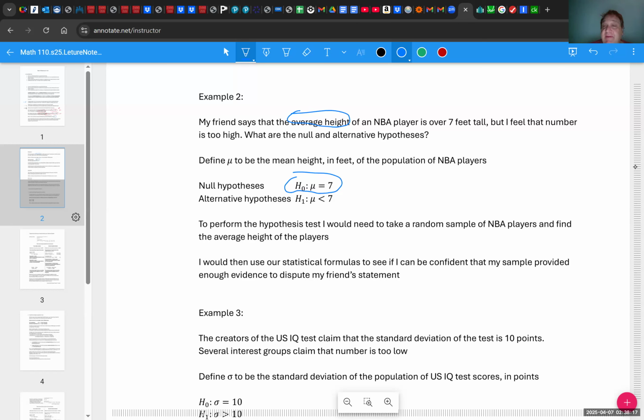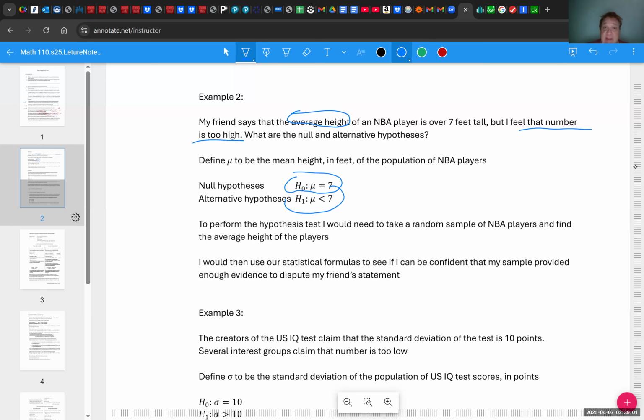And the alternative hypothesis, remember, I feel that number is too high. So my alternative isn't that it's just not 7. My alternative is it's definitely less than 7. I'm hoping that I can get enough evidence to say that the null hypothesis is not correct, and that there's enough evidence for us to reject the null in favor of the average being under 7 feet tall. To perform a hypothesis test, I would now need to take a sample of these players and find out the average height and see if that average provides enough evidence.